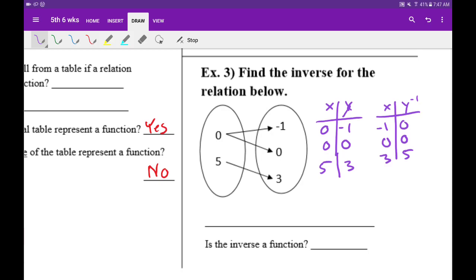Okay. Is the inverse a function? Well, when talking about that, again, y -1, which is that table there, it is, because none of the x values repeat.